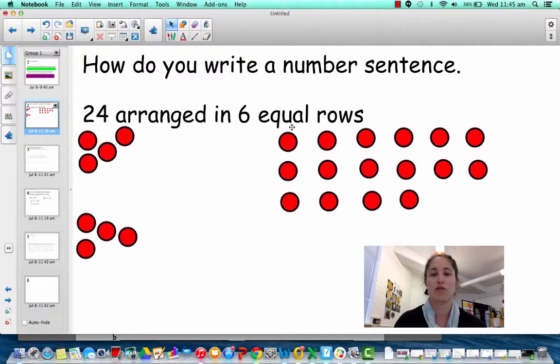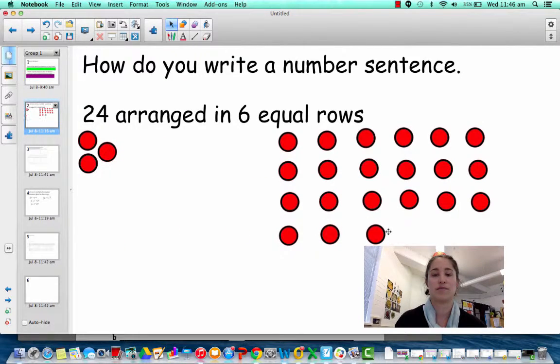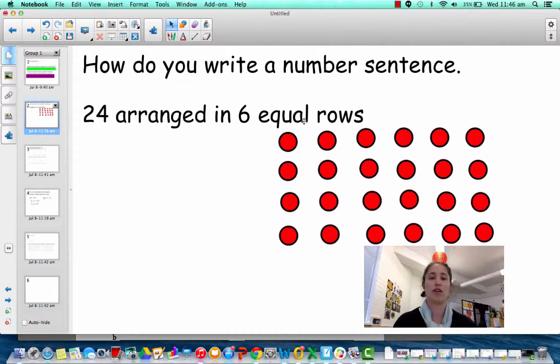So I've got my 6 rows, 1, 2, 3, 4, 5, 6. And I've already counted that I've got 24 counters in total. And now I'm just going to put them all underneath, like this. Now I can see here that I've got 24 in total and it's in 6 rows.